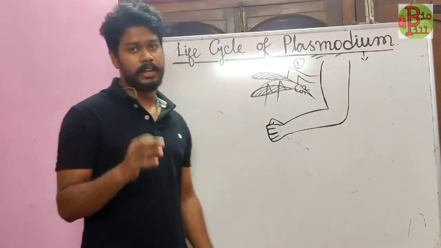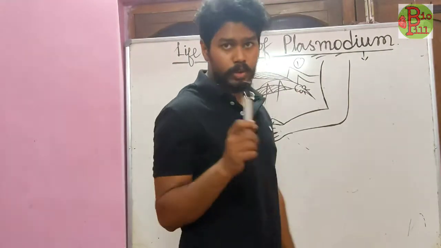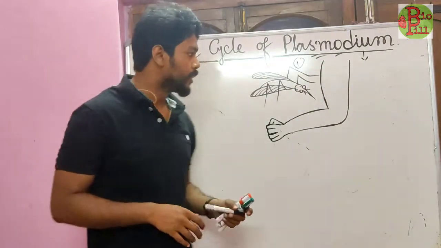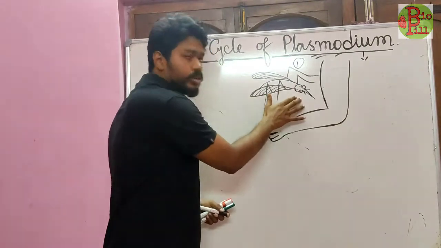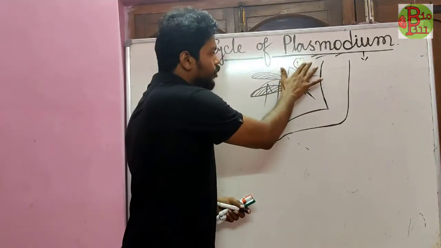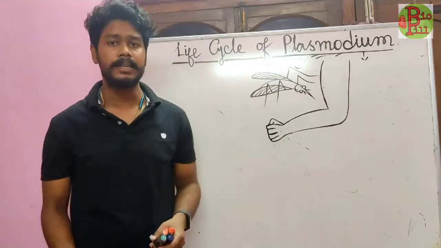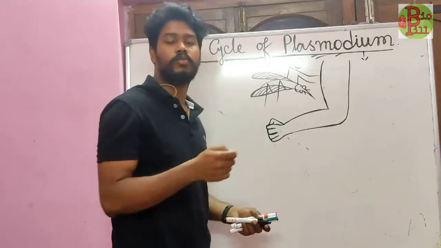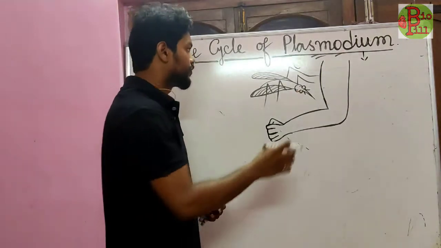In this lecture, we will understand the life cycle of Plasmodium. What is Plasmodium? Plasmodium is the main causative organism which produces malaria. This malarial parasite is transferred through the female Anopheles mosquito. Through this mosquito, the parasite transfers from one person to another and creates the disease called malaria. How they actually transfer from one person to another, we will understand in this lecture, okay?